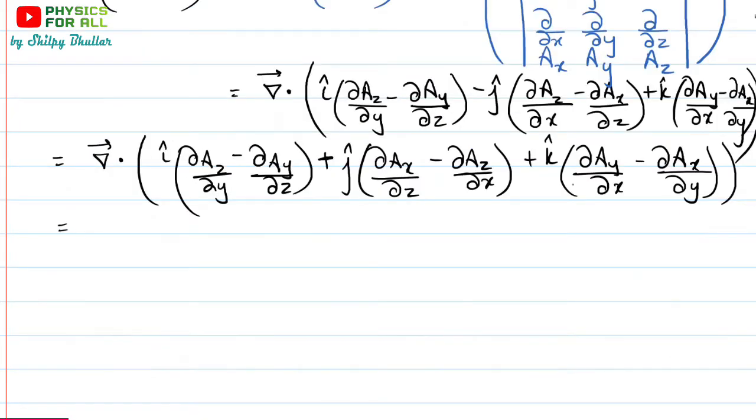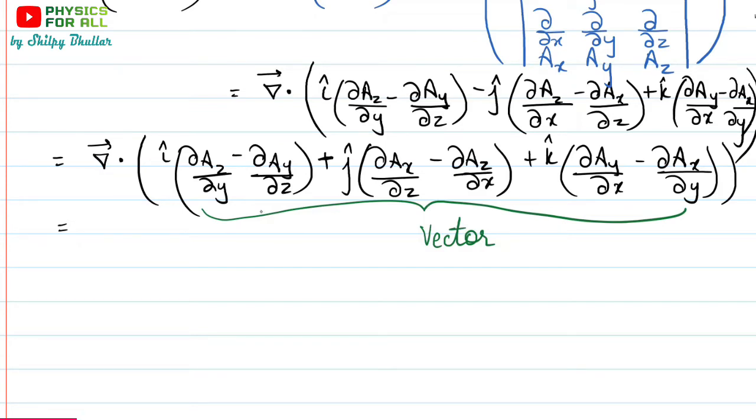So this is the curl of vector A. And as you know, we always find the curl of a vector quantity, and the curl of a vector quantity is again a vector quantity. So now this obtained result is again a vector, and then yes, of course, we can find the divergence of that, because for divergence again we need a vector quantity.